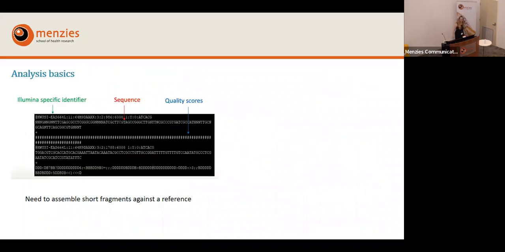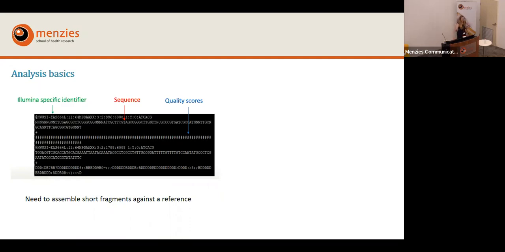To give you an idea of what the analysis actually looks like, when you first get your data back, you get a file that is somewhat like this. You will have an identifier at the top, then you will have a sequence, which we call a read, and then you will have the quality scores.